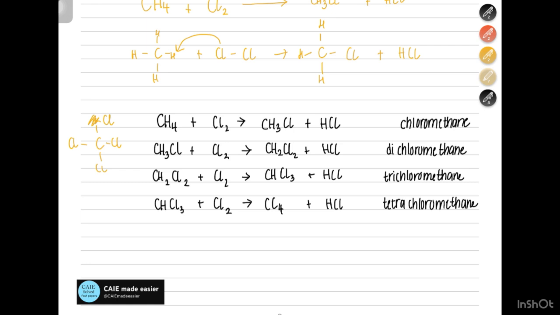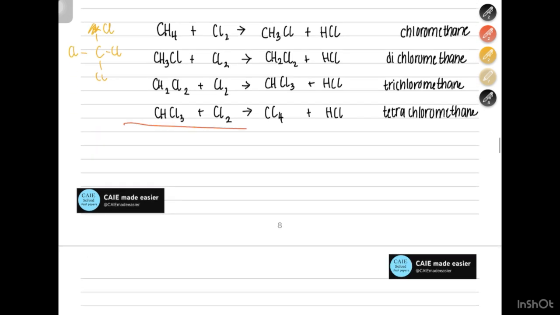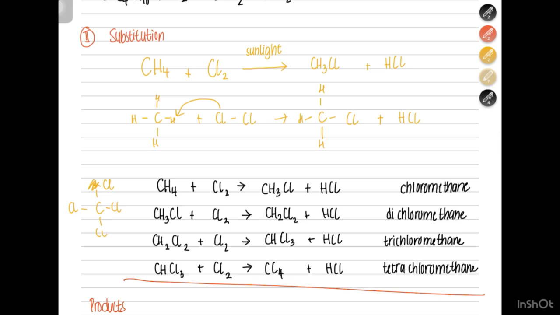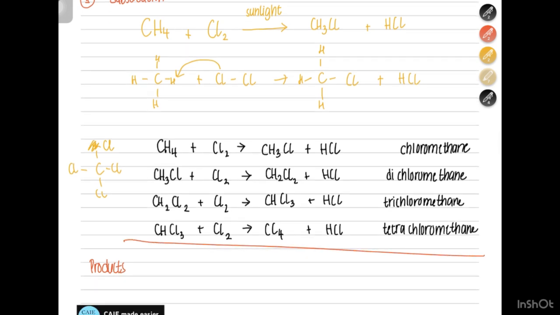Now if you notice, the products of substitution reaction are not always pure. Why do you think that is? This is because when a substitution reaction occurs with methane, for example, it forms a range of different products. Sometimes one hydrogen is replaced with chlorine. Sometimes two hydrogens are replaced with chlorine. So we get a range of different products. That's why it's not considered very pure.